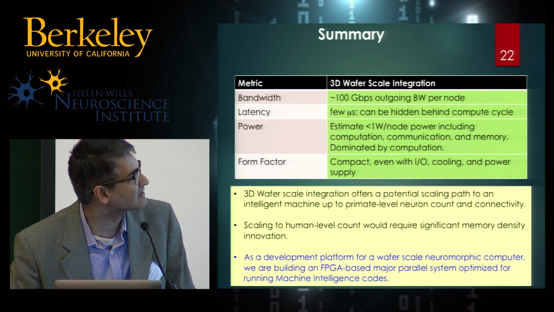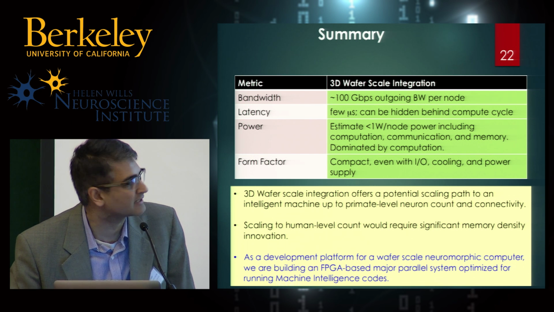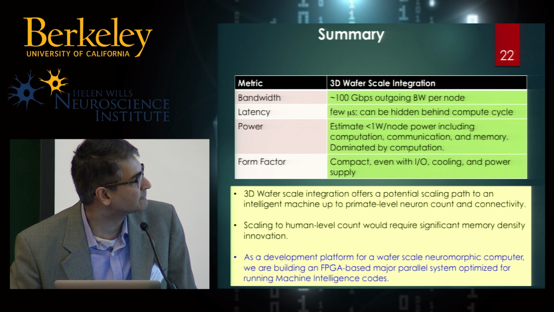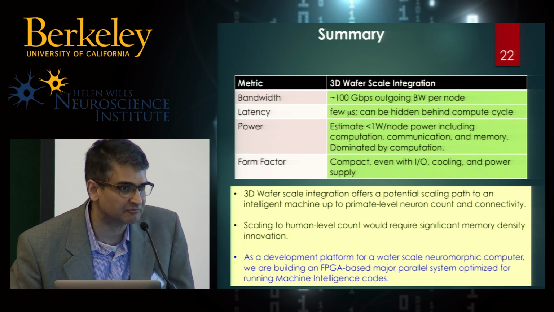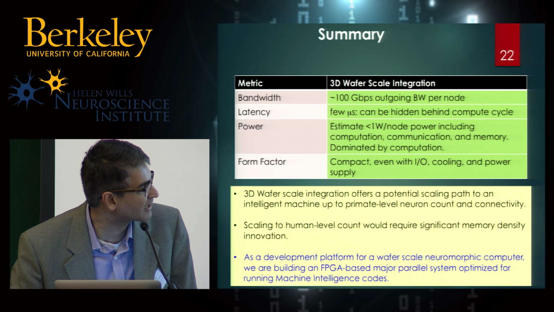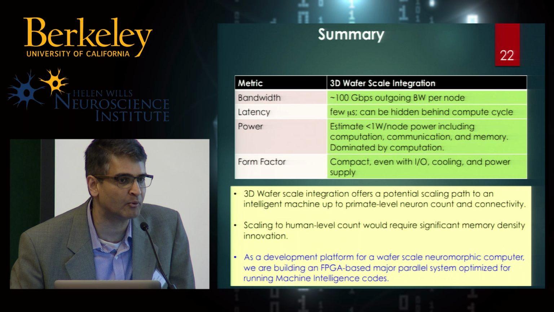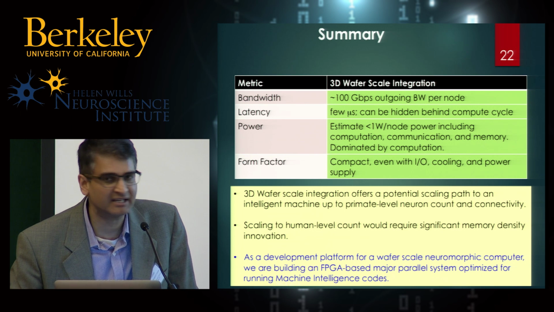So my conclusions are that it does offer a potential scaling path for an intelligent machine, at least up to something like a primate level neuron count and connectivity. But scaling up any more than that really will require some innovation in terms of the memory density. And lastly, I just wanted to add that as a first step, we are developing a platform based on an FPGA implementation for the wafer scale. But we want to first get a model that can be used as a development platform, from FPGAs on a board, to run these machine intelligence codes and really understand where the pain points and bottlenecks are. And we're hoping to get some results this year.